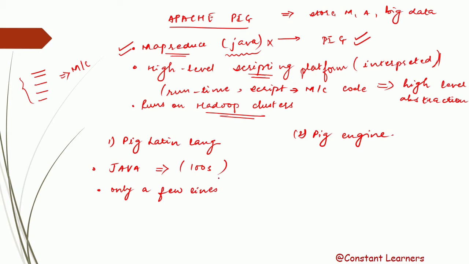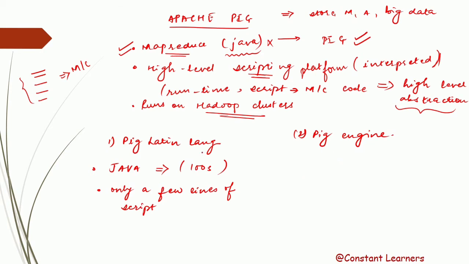We don't call it code, we call it a few lines of script, and then this script is converted into the machine code under a high level of abstraction. And the data is processed and the output is given to us. So now we know that the scripts are written in the Pig Latin language. Whatever operations are being performed, they are performed by the Pig engine.